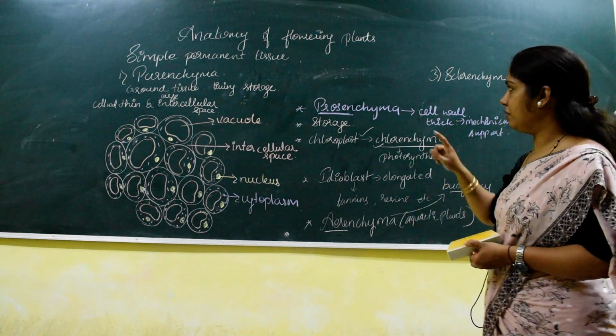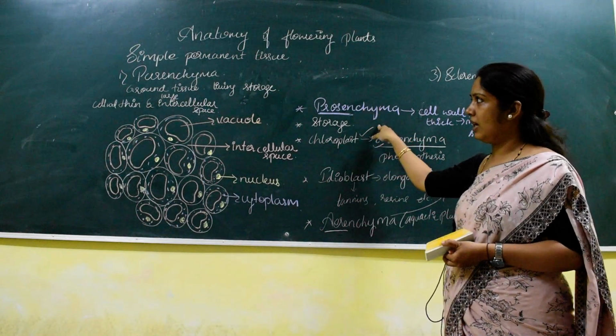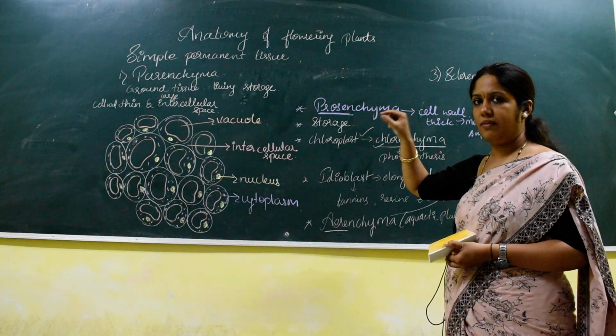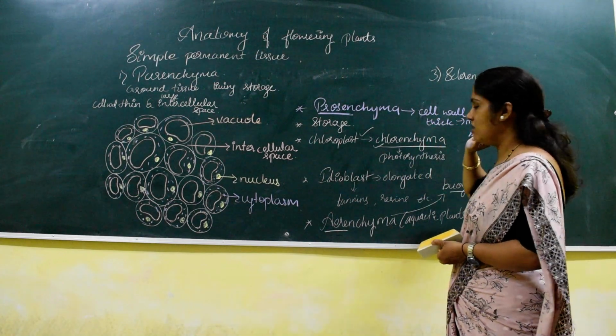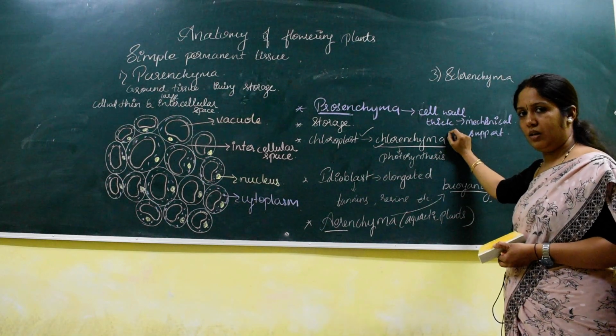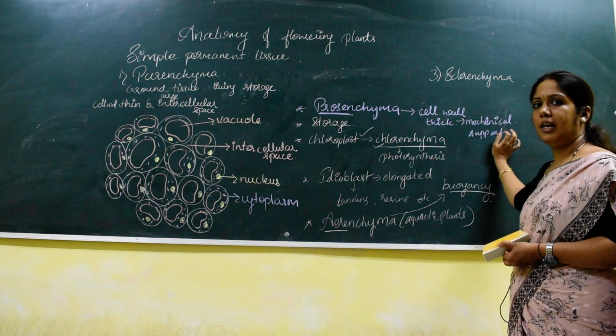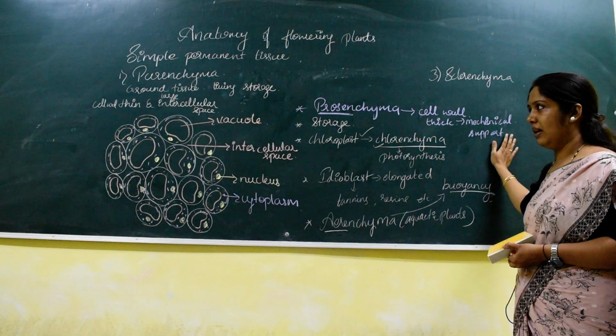But there is one exception, that is the parenchyma. It holds the characteristic of the parenchyma itself. The only exception is the cell wall here, it is a little bit thick. Due to the thick cell wall, what is the function of this parenchyma? It mainly provides mechanical support.